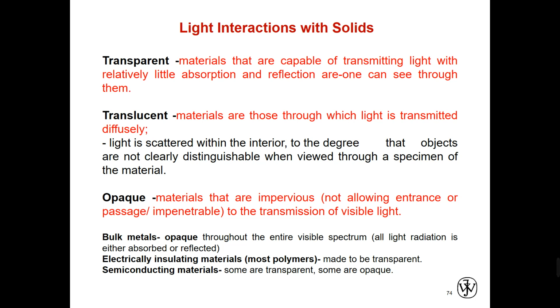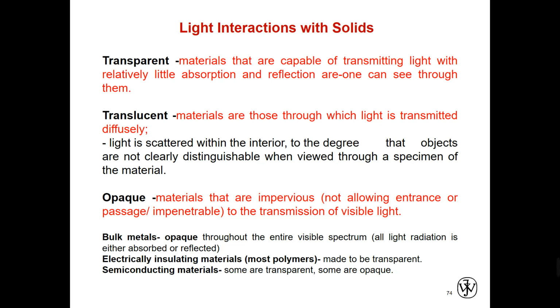Translucent materials are those through which light is transmitted diffusely. Light is scattered within the interior to the degree that objects are not clearly distinguishable when viewed through a specimen of the material. And we have opaque materials that are impervious, not allowing entrance or passage, impenetrable to the transmission of visible light. So bulk metals are normally opaque throughout the entire visible spectrum. All radiation is either absorbed or reflected.